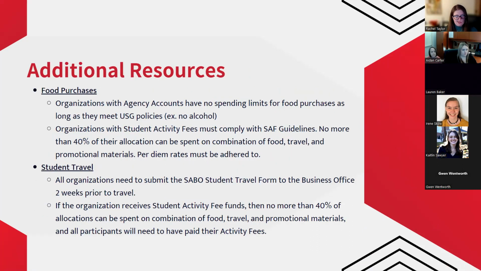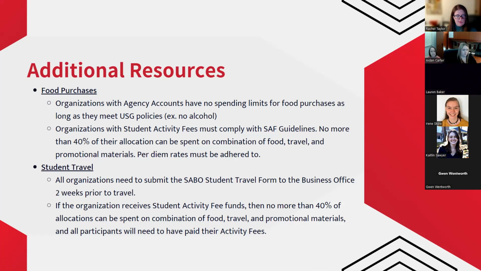Just quickly wanted to highlight some additional resources here for specific types of purchasing. For food purchases, starting here, organizations with agency accounts have no spending limits for food purchases as long as they meet those USG policies, as we talked about right at the beginning. On the other side, organizations with student activity fees must comply with student activity fee guidelines. Again, no more than 40% of their allocation can be spent on a combination of food, travel, and promotional materials. And there are also per diem rates that must be adhered to, particularly with food. So please make note of that when you are purchasing from a vendor, that you're meeting per diem.